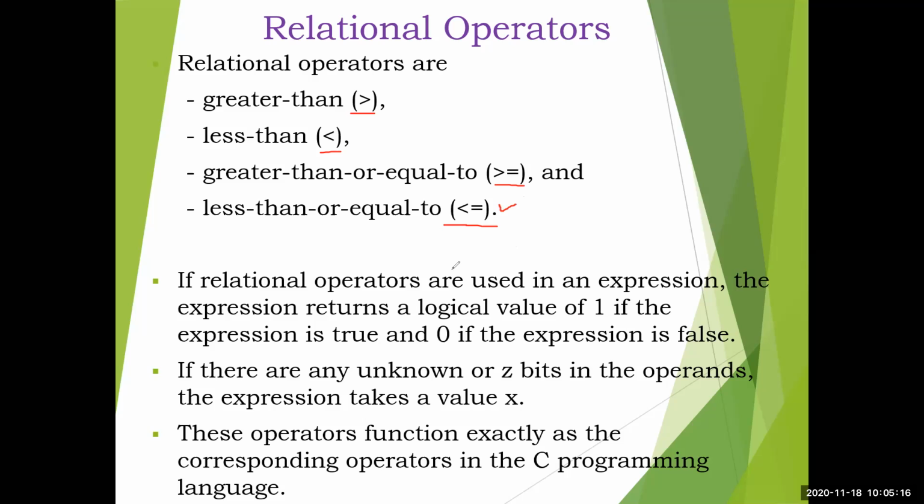If relational operators are used in an expression, the expression returns a logical value of 1 if the expression is true and 0 if the expression is false. Same as logical operators, it will evaluate. If this greater than condition is true, then it will give 1. If it is not true, it will give 0. If there are any unknown or z bits in the operands, the expression takes a value x. These operators function exactly as the corresponding operators in the C programming language. Even in C programming, we have the same symbols.